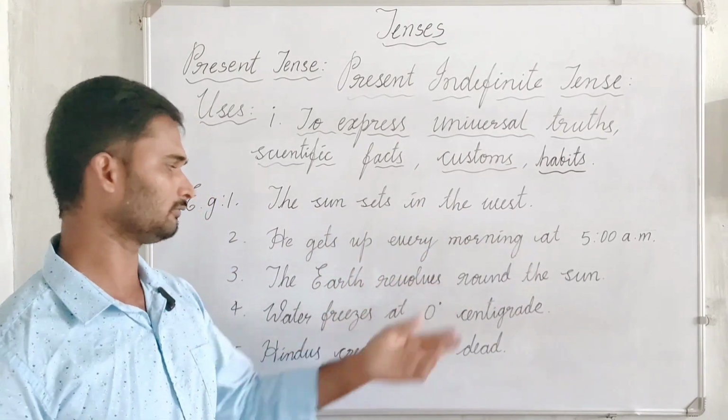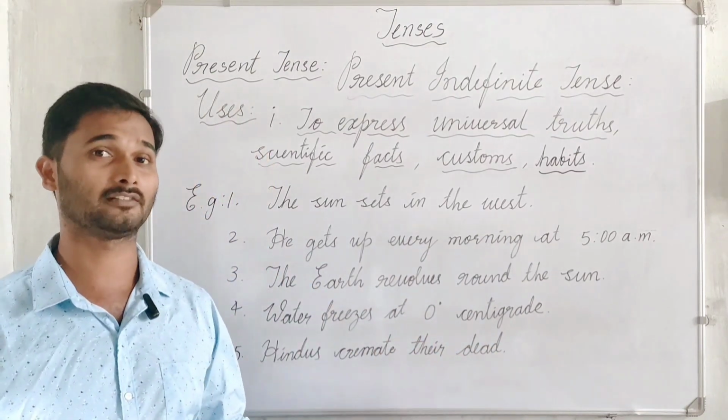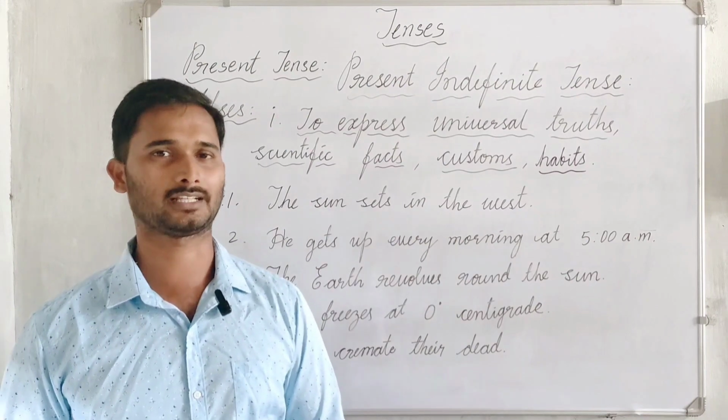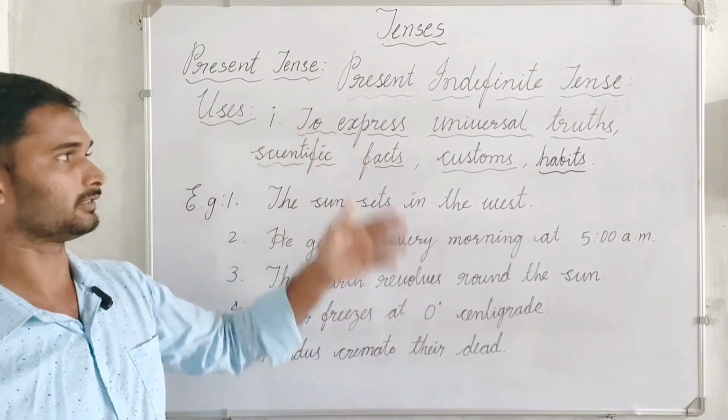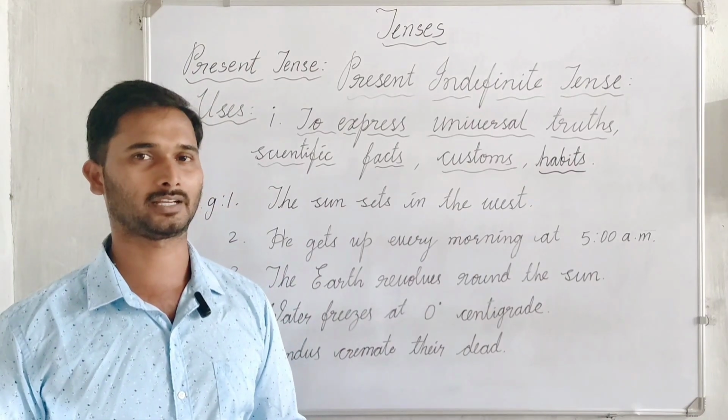The earth revolves round the sun. Water freezes at 0 degrees centigrade. Hindus cremate their dead. These all are examples of the first use, which expresses universal truths, scientific facts, customs and habits.